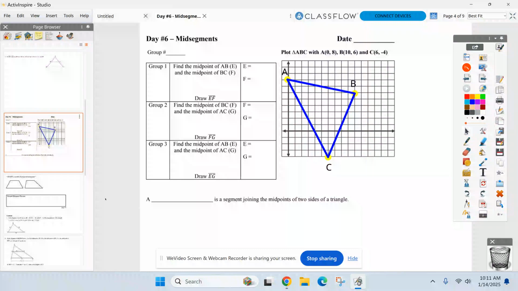What do I have? 1, 2, 3, 4, 5, 6. Perfect. Group 2, group 1. You guys right here. Group 1. Group 2, these guys right here. Group 2. Group 2. Group 3, you 2 groups in the back. You guys are group 3.